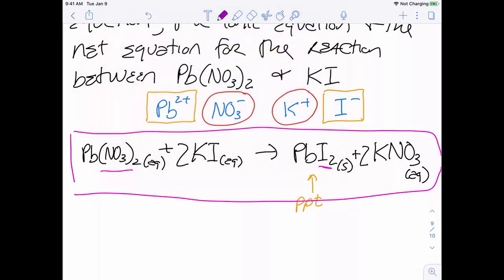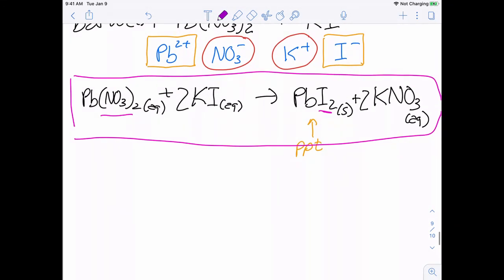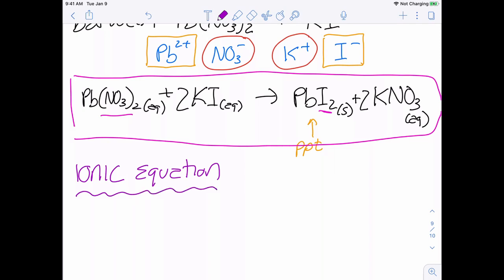So we're going to write our ionic equation next. And what we're doing with our ionic equation is that everything that's dissociated in aqueous solution, we're going to write it that way, right? Remember, strong electrolytes don't exist as compounds. If I was to put potassium iodide in a beaker of water, I don't have potassium iodide. I have potassium ions and I have iodide ions. So for our ionic equation, all of our soluble compounds are going to be written in their dissociated ionic form.